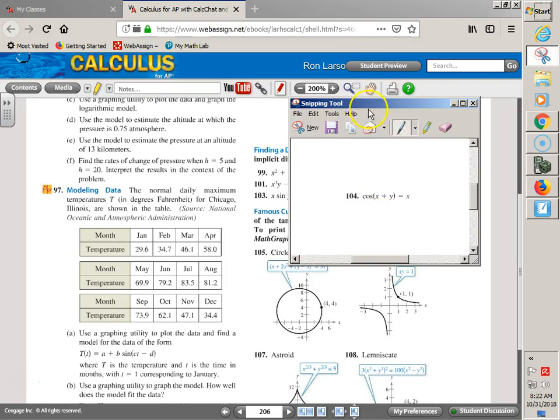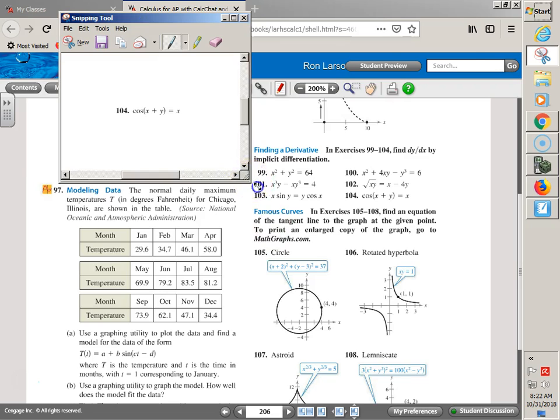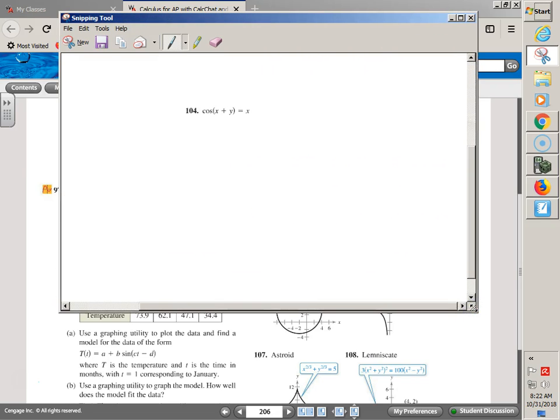104, right? 104 is just find dy dx. Do we have to get y by itself? Yes or no? No. Take the derivative of both sides d dx. I'm going to have negative sine of the outside, keep the inside. Careful. I have to take the derivative of the whole quantity, which means parenthesis, derivative of x, derivative of y equals 1. Does that make sense?